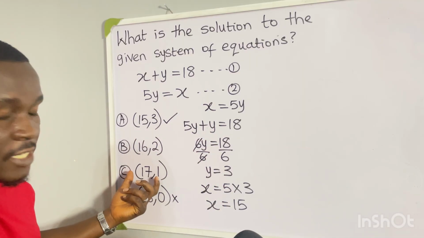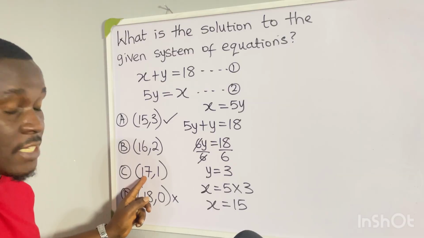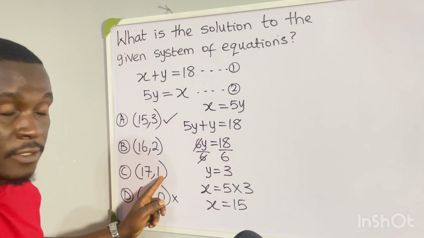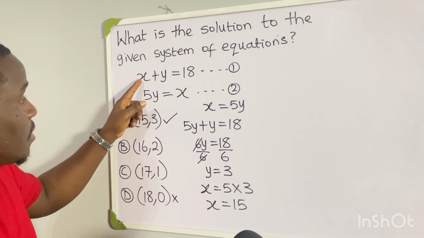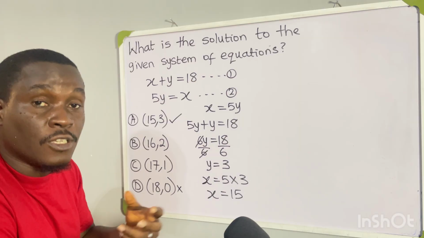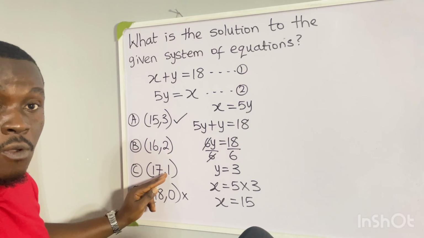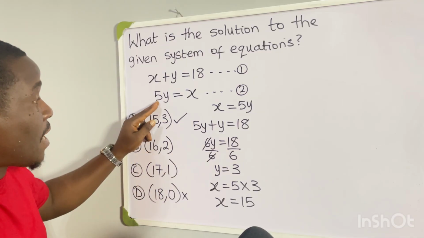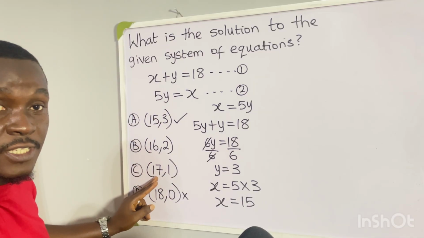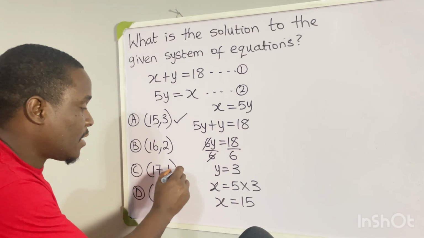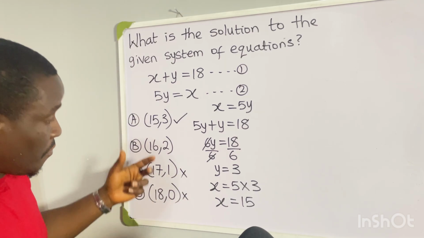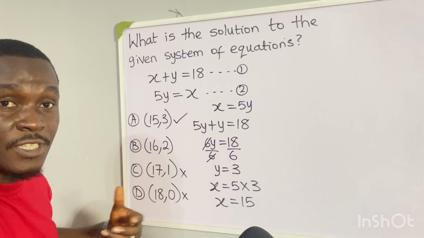If you take this second option, x is 17, y is 1. If you fix it here, 17 plus 1 is going to give you 18. So it agrees with the first equation. But if you fix it into the second equation, y is 1. So 5 times 1, is it going to give you 17? No. So it shows us that this is also not correct. If you apply it on this one, you also see that it's not correct.